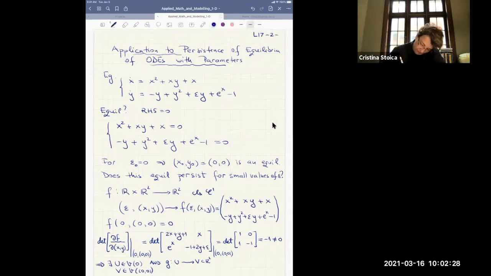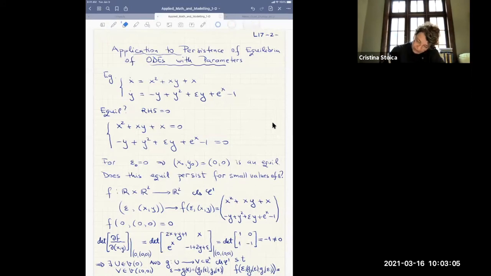So epsilon goes into G of epsilon, which has two components, G1 of epsilon, G2 of epsilon. And this is of class C1, so it's differentiable with the derivative continuous, such that F in epsilon, G of epsilon, G1 of epsilon and G2 of epsilon is 0, right?